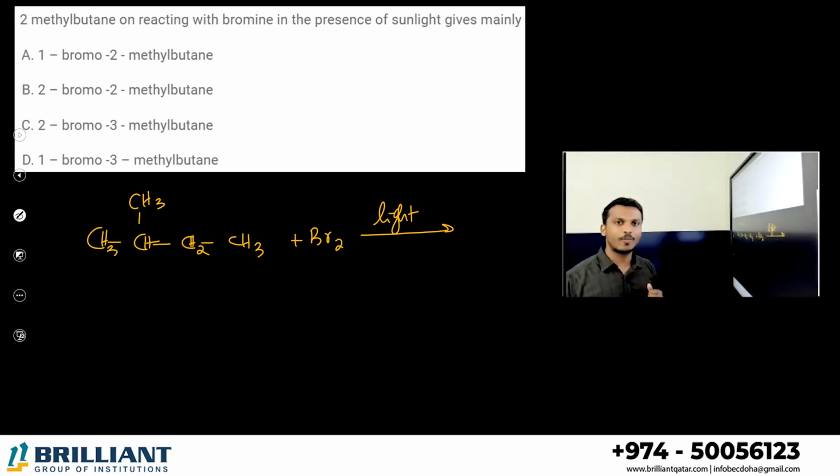How is the free radical forming? By the homolytic cleavage of the bond. You know that. Let me add bromine. The question is, where can I add bromine? You can add to any of the carbons, but the question is, which is the major product?